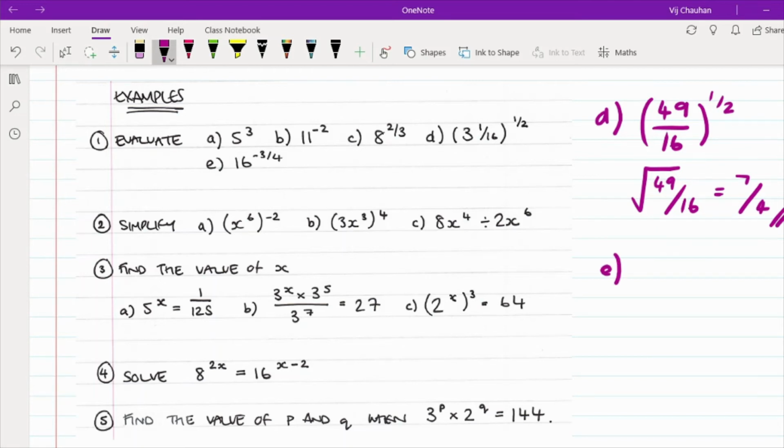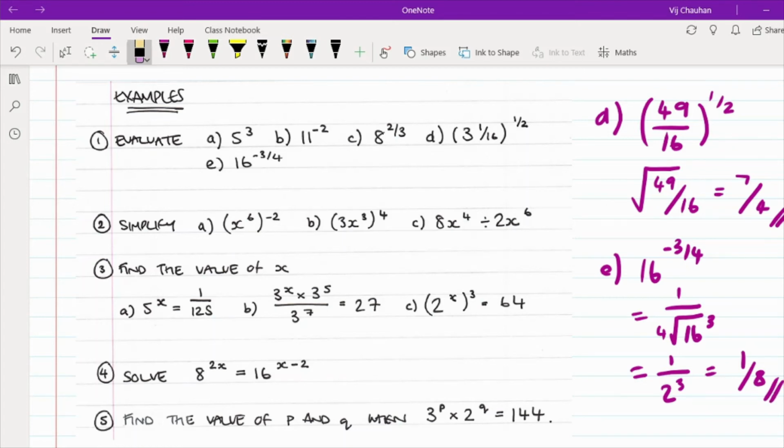Then finally for question E, we've got 16 to the power of minus 3/4. So again, writing down what that means, it means 1 over the 4th root of 16 cubed. Again, do I know what 16 cubed is? Not off the top of my head, not without using a calculator. However, I do know what the 4th root of 16 is, which is 2. So that becomes 1 over 2 cubed. And that then becomes 1 over 8 as your final answer.